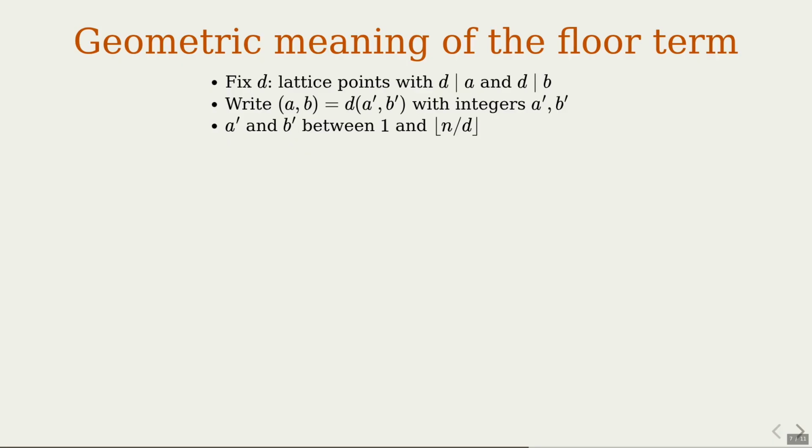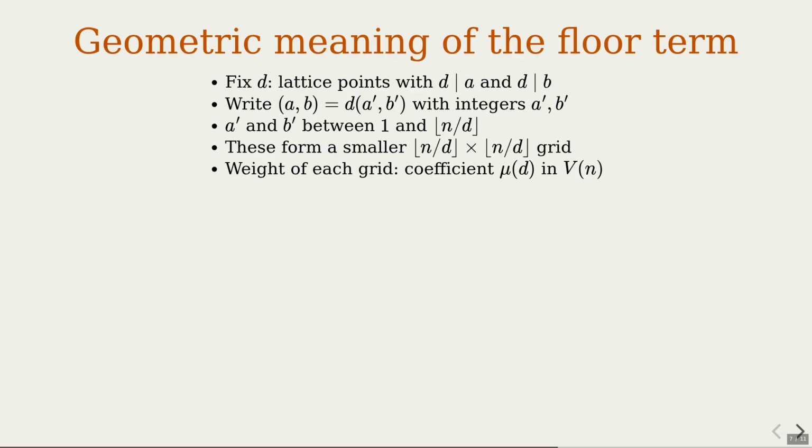over d. So the points with that common divisor d really do form a little square grid whose side length is floor of n over d. Write a, b as d times a prime and b prime using integers a prime and b prime. And then mu of d is telling us how to combine these smaller grids. Some get a positive sign, some a negative sign, and most cancel out when many common factors are present.